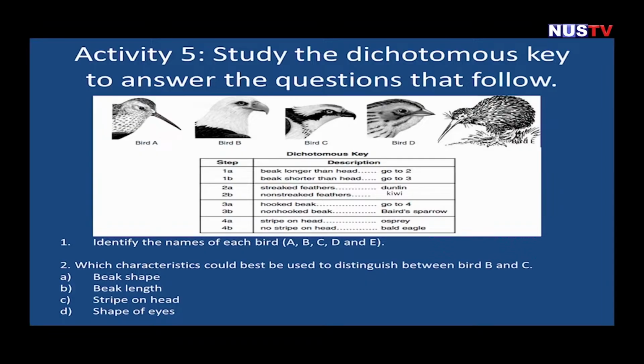Is it the beak shape? No, both of them have the same beak shape. Is it the beak length? No, it looks like they have a similar length. Or is it the stripe on the head? B does not have a stripe, but C does, just above its eyes. So the correct answer should be C. So quickly read through the dichotomous key, and then we will determine which bird is A, B, C, D, and E, and we'll match them up with their common names.